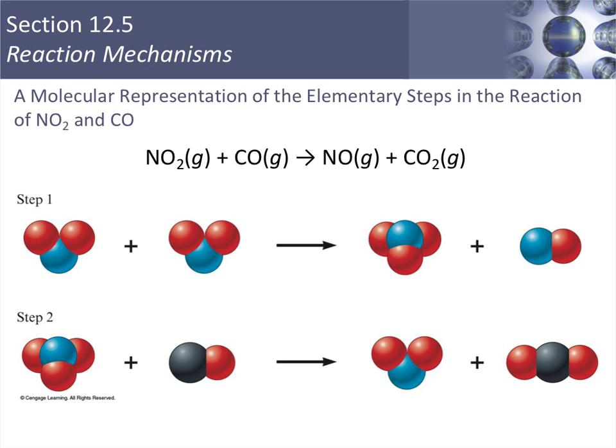So notice that this species that's formed here, the NO3, doesn't actually appear in the equation, and we see it again here. So this is referred to as an intermediate, and these steps are referred to as elementary steps. When you have a reaction that occurs between two different molecules or atoms, that's a bimolecular step or bimolecular reaction. So these are both bimolecular reactions.